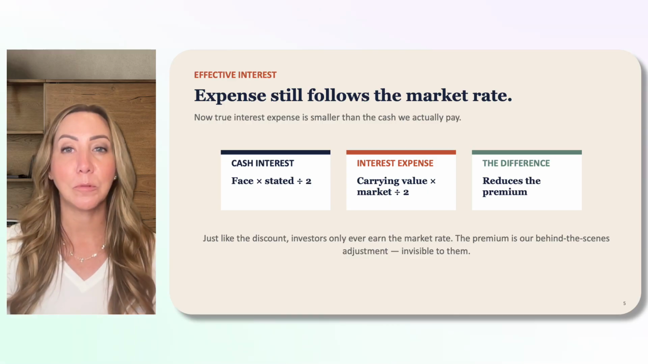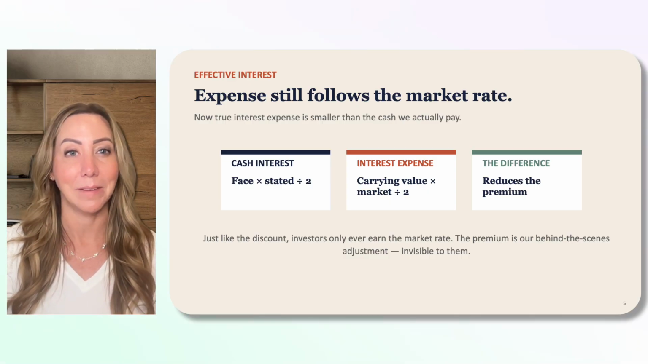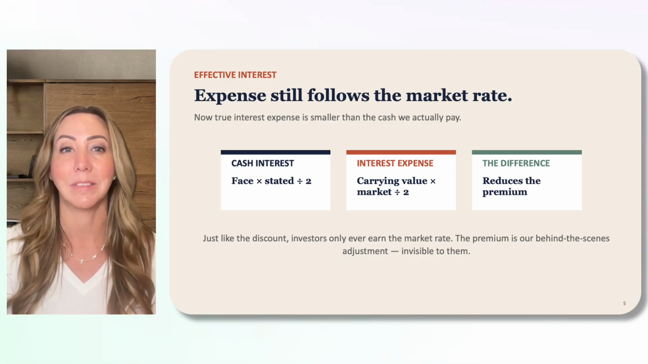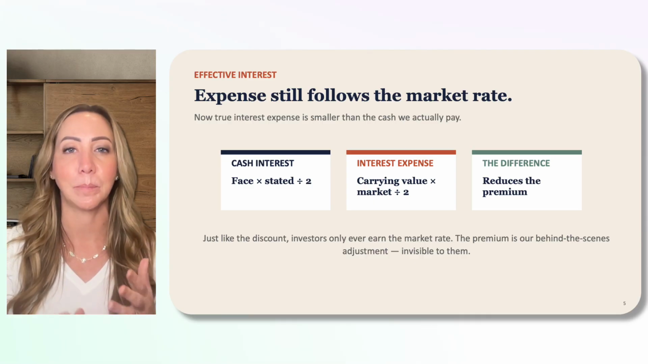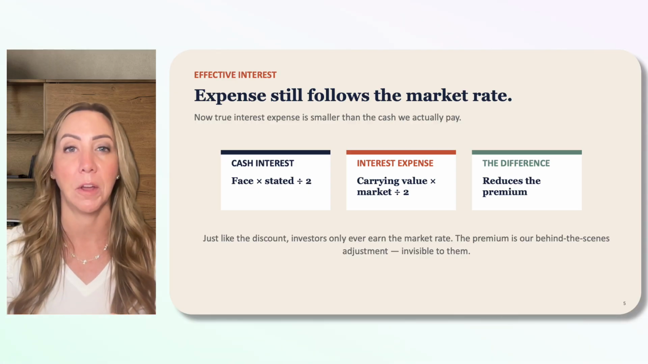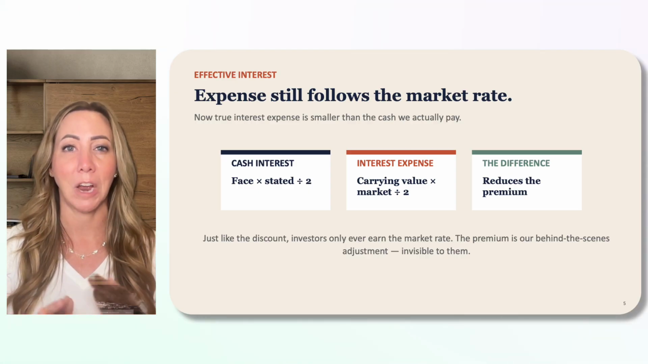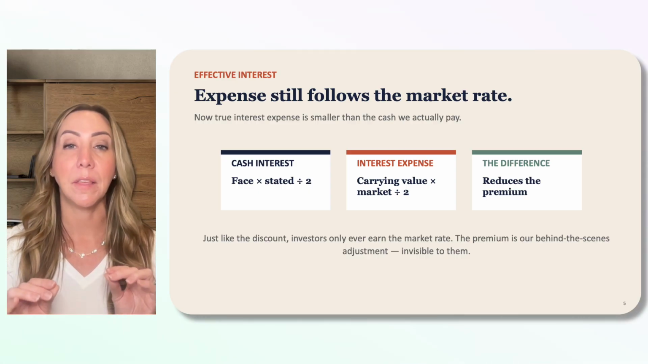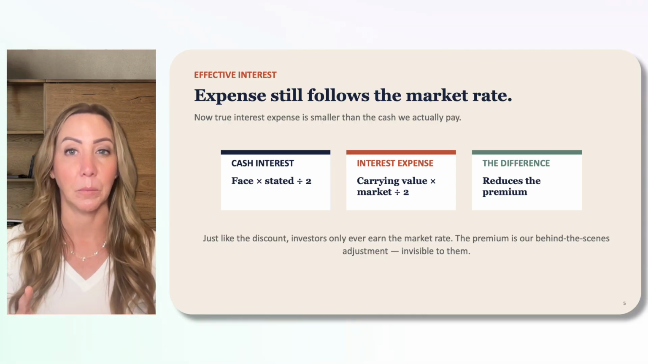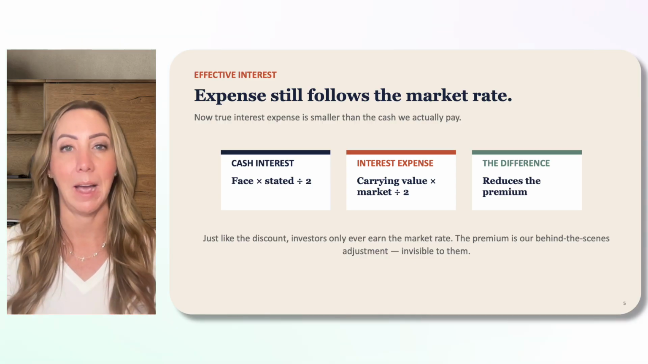And the same conceptual point holds. So let me say it again because it matters. The bondholder doesn't see any of this. They paid a price and they expect to earn the market rate on their investment. No more, no less. They have no idea there's a premium account or an amortization schedule on our books. All of that machinery is just our behind the scenes way of recording that the true cost of this debt is the market rate, even though our cash payments are higher.